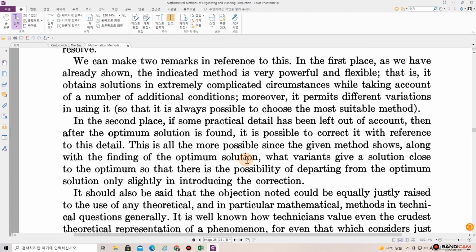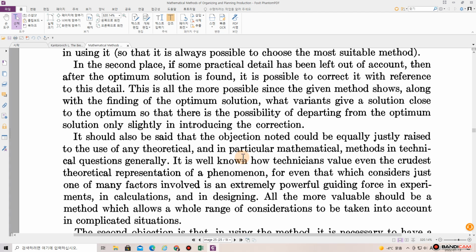We can make two remarks in reference to this. In the first place, as we have already shown, the indicated method is very powerful and flexible. That is, it obtains solutions in extremely complicated circumstances while taking account of a number of additional conditions. Moreover, it permits different variations in using it, so that it is always possible to choose the most suitable method. In the second place, if some practical detail has been left out of account, then after the optimum solution is found, it is possible to correct it with reference to this detail.